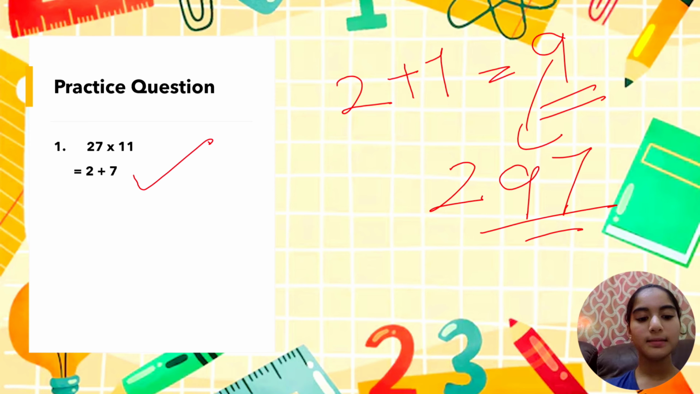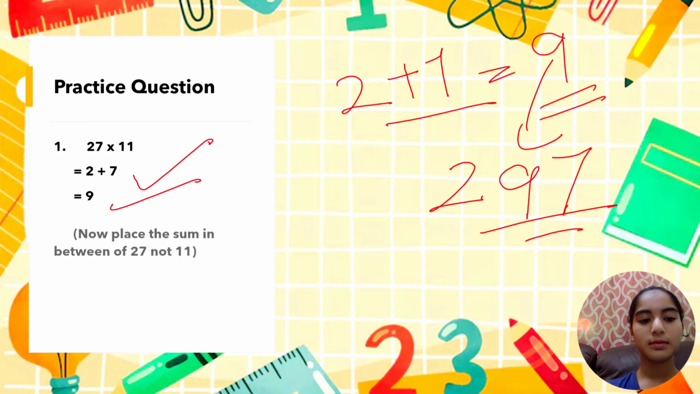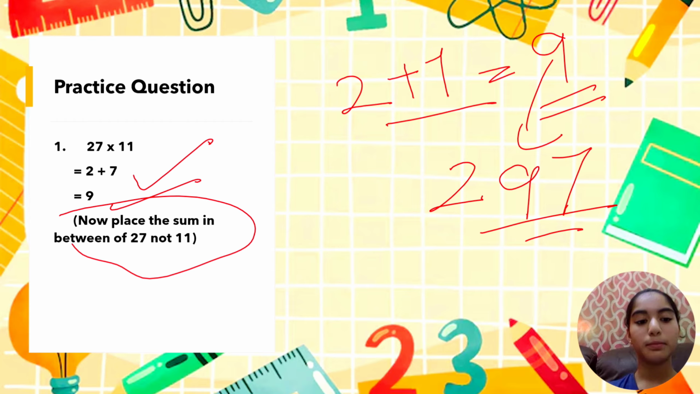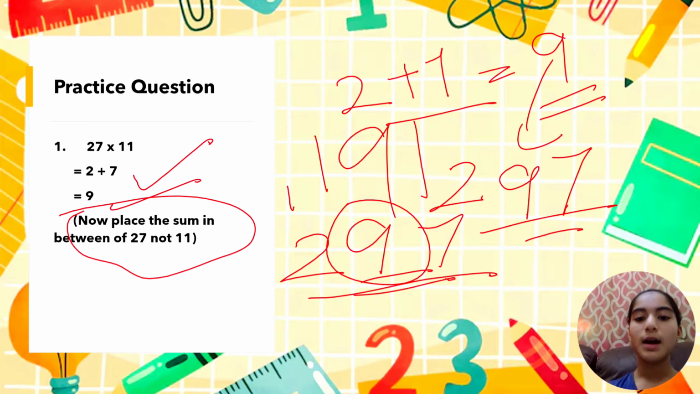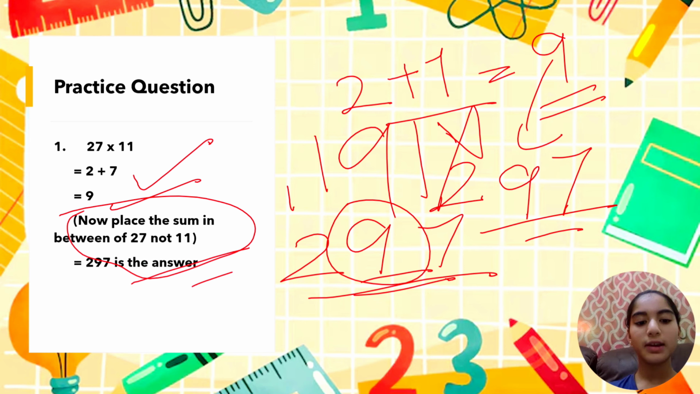2 plus 7, as we did, is equal to 9. This is a really important point. Now you place the sum in between the digits of 27, and not 11. Let's see what this means. If I place the sum, which is 9, in between 2 and 7, it will be the right answer. But if I place it in between the 11, I will definitely get the wrong answer. 297 is the right answer. Let's go, we nailed it.